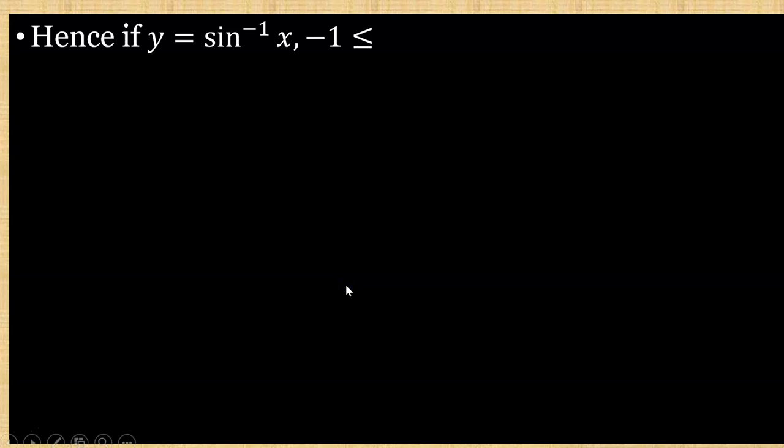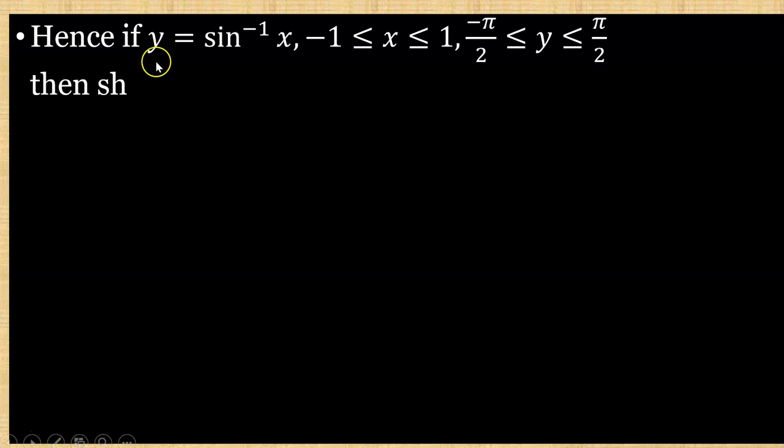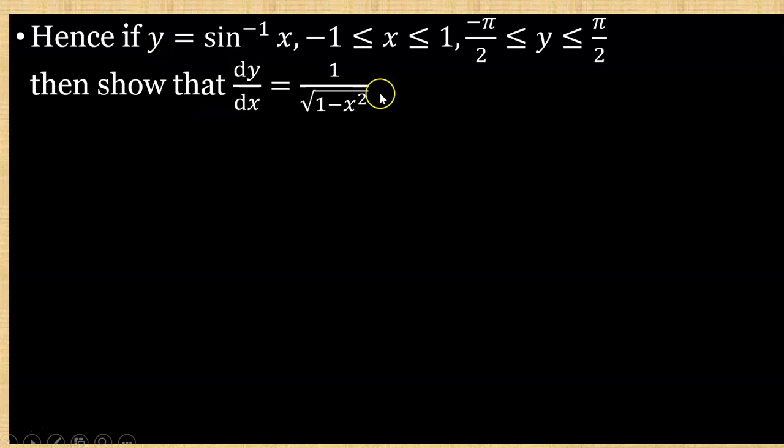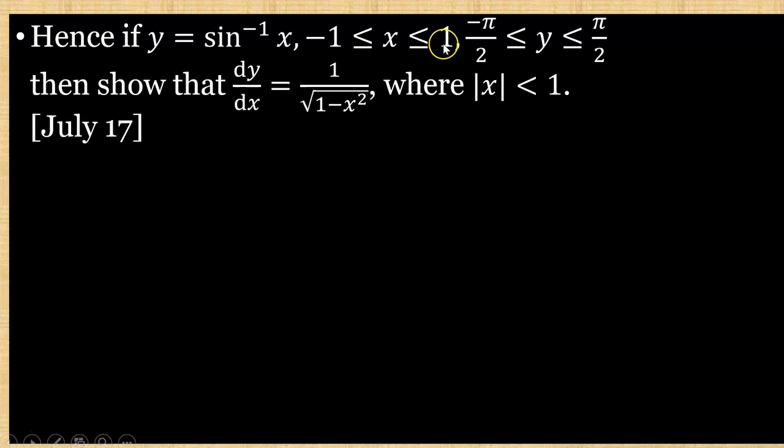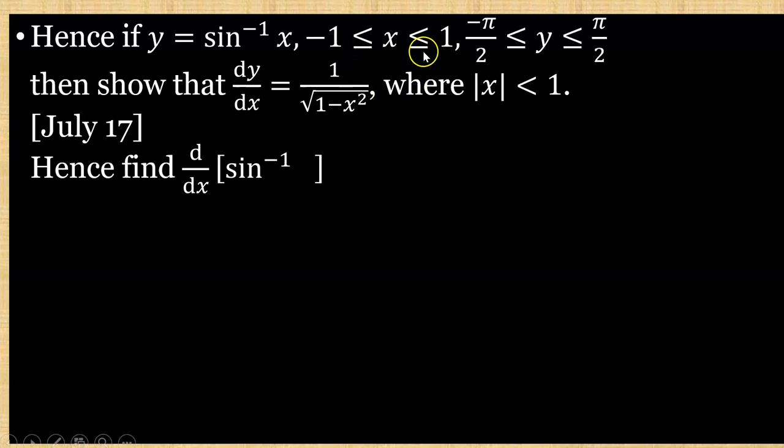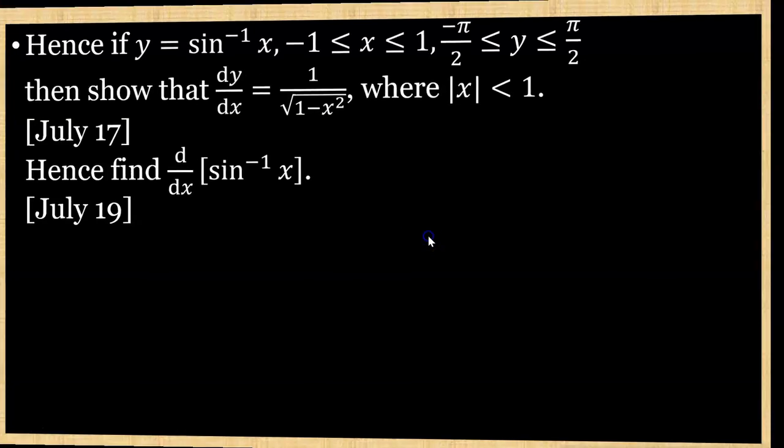Now again, the same type of problem, y is equal to sine inverse of x. The values of x lie between minus 1 and plus 1, including minus 1 and also plus 1, and the value of y lies between minus pi by 2 to plus pi by 2, including minus pi by 2 and plus pi by 2. Then show that dy by dx is equal to 1 upon under root of 1 minus x square. This question was asked in March 17 and July 19. Also find d/dx of sine inverse of x. Now let us start.